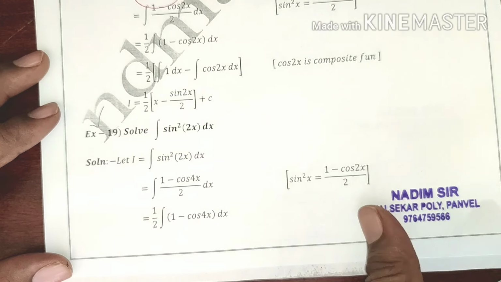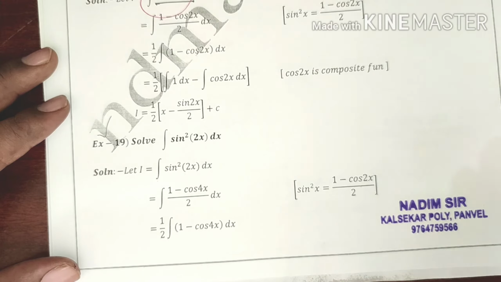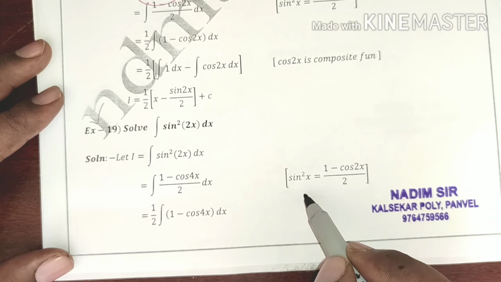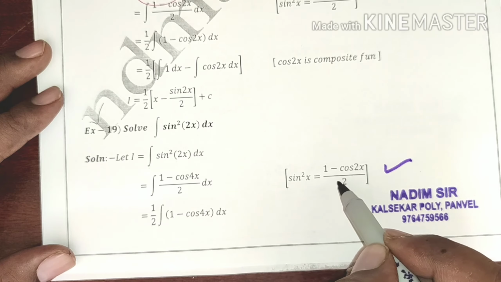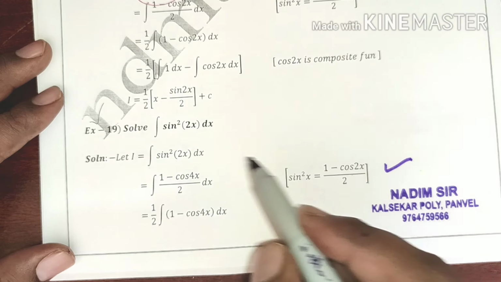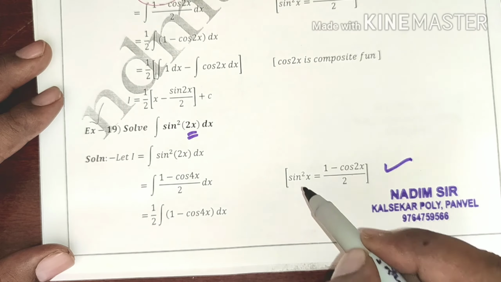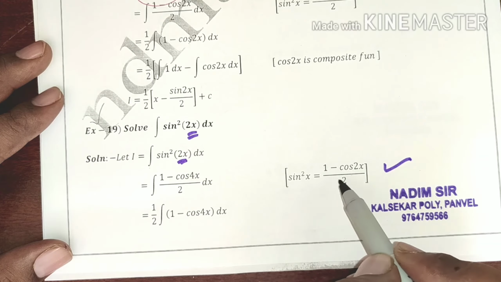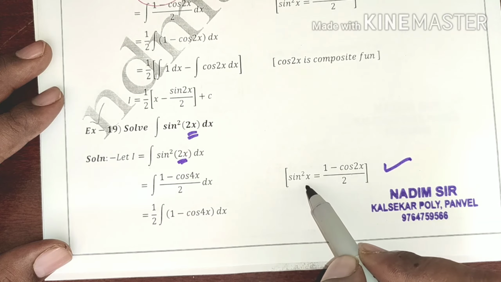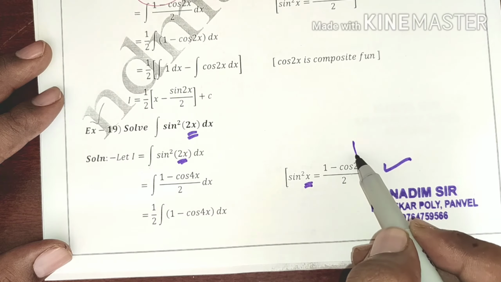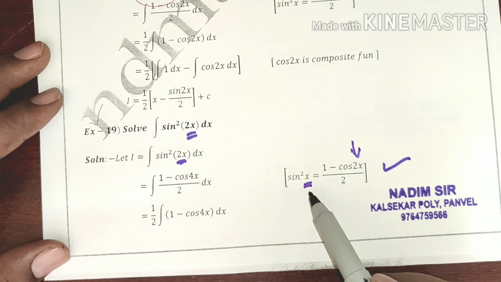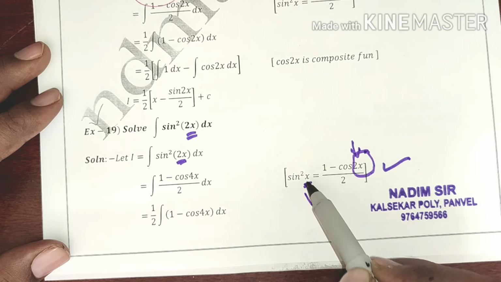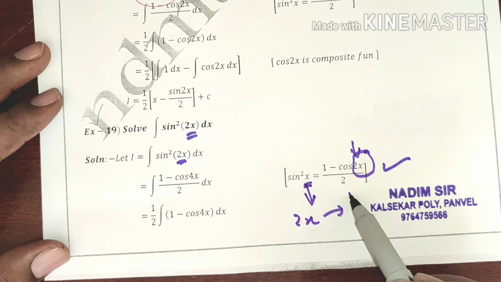Solve integration sin square 2x. We already solved integration of sin square x, but here it is 2x. See the trigonometric formula of sin square x, which is 1 minus cos 2x divided by 2. But here it is 2x. That's why our formula changes: this 2x becomes 4x. Because sin square x is 1 minus cos 2x divided by 2, when we change x to 2x, the 2x changes to 4x. Means if we take double here, we must take double there.